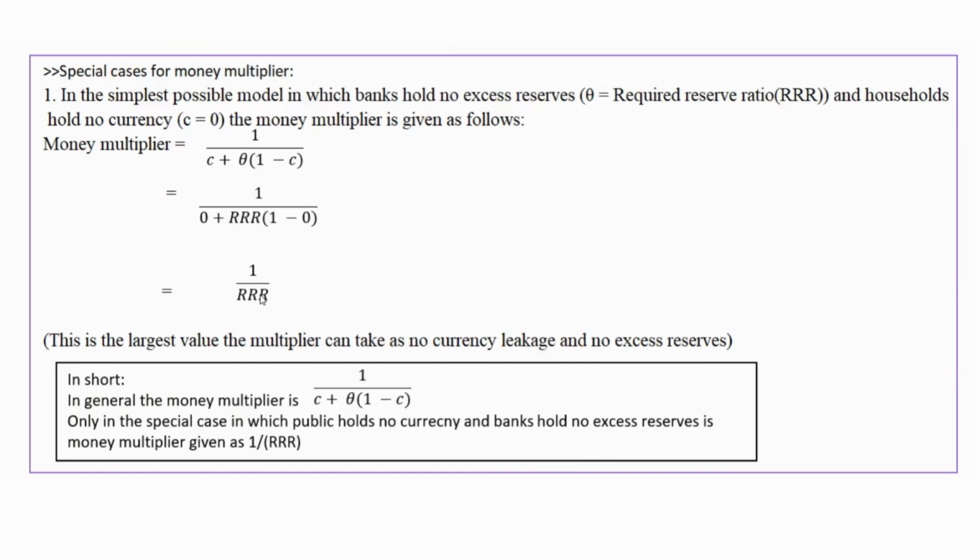So that's why this is the maximum value the money multiplier can take, because banks are making the maximum amount of loans they can. They're not keeping anything as excess reserves. They're only keeping the minimum amount of reserves required. So they're loaning out as much as they can and not holding any excess reserves. And there's no currency drain. The entire amount that they're loaning out gets redeposited into the banking system. Nothing is leaked out in the form of currency held by the public. So this allows for maximum money creation.